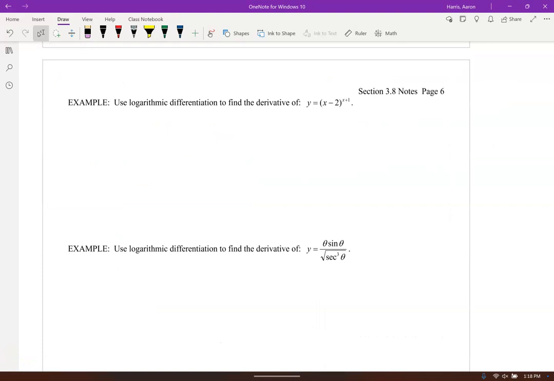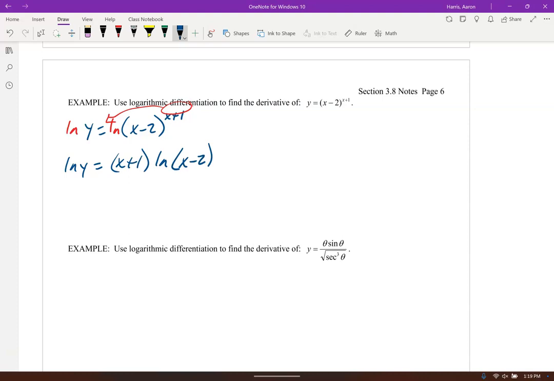Similarly here, I'm going to go ahead and take this original, here's my y, here's my x minus 2 to the x plus 1. And if I go ahead and take the natural log, then I can apply the power rule and put that in front. So I'll have the natural log of y, I'll have x plus 1 being multiplied by the natural log of x minus 2. Okay? And then I can go ahead and take the derivative of that at this point. Let's take the derivative of this. All right, and I'm thinking this is a product rule. I'm going to have to use the product rule here.